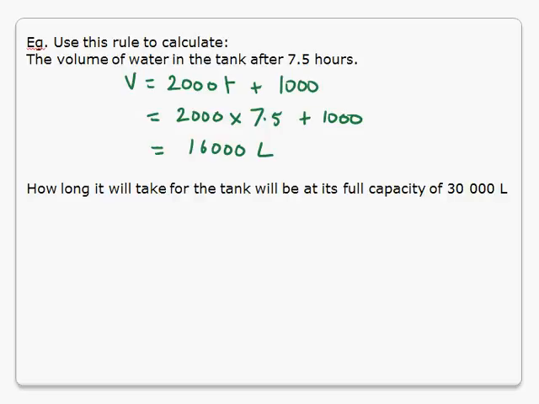Well, let's look at the second example here. Now I want to find out how long it would take for the tank to fill up completely, and it's a 30,000 litre tank. So I start off with my rule again. The volume equals 2000 litres per hour, so 2000 t, plus a starting point of 1000. Now this time the 30,000 is the volume.